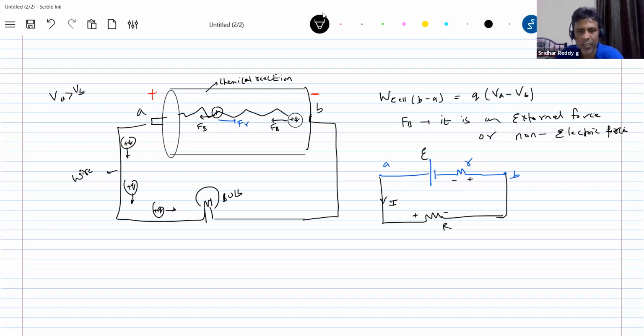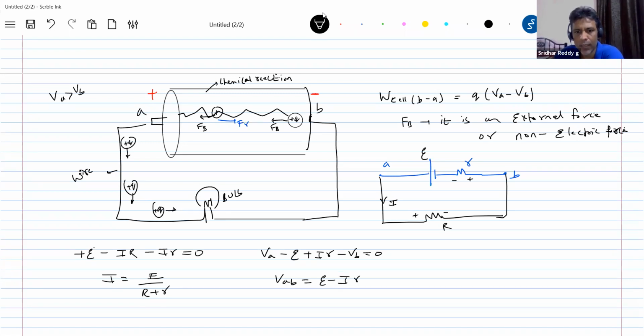Let's write the equation now. Let's write KVL: plus E minus Ir minus IR equals 0. So the current I is equal to E by (R plus small r). Let's write the terminal voltage: V_A minus E plus Ir minus V_B equals 0. So what is V_AB equal to? E minus Ir.